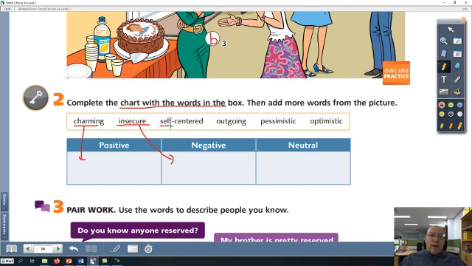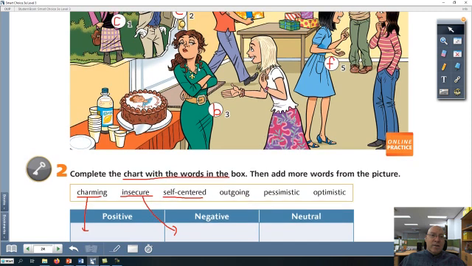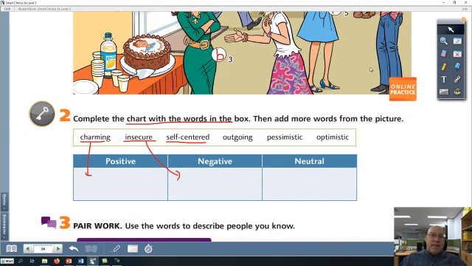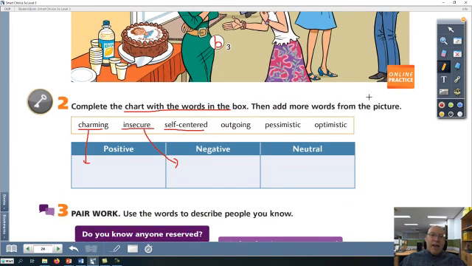Somebody who's self-centered, if we look back at number 3 here, she might be considered self-centered, not really listening to anybody, thinking I'm the most important person in the world. So she would probably be considered self-centered. And that might be, well, not might be, but definitely a negative in my book.